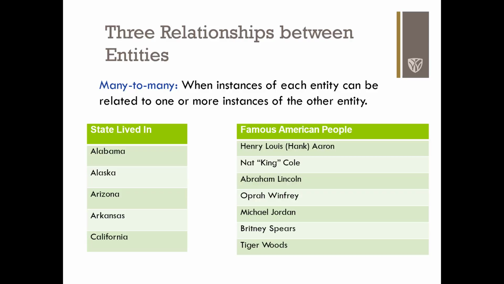And then the final type of relationship we need to be able to maintain is that of a many-to-many relationship. And that's when instances of each entity can be related to one or more instances of the other entity. So we could have state lived in. Each famous person might live in multiple states, and each state might have multiple famous people who have lived within that state at some point in their lives. So in this case, we have a many-to-many relationship. Those are the only three types of relationships we need to keep track of: one-to-one, one-to-many, or many-to-many.